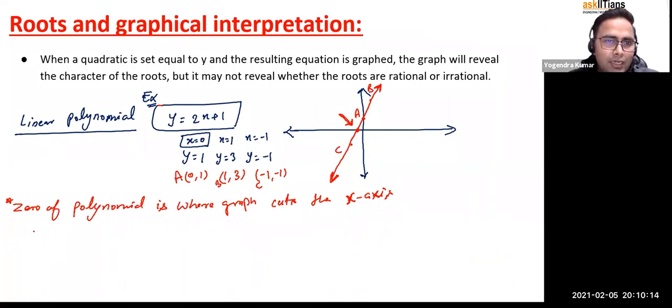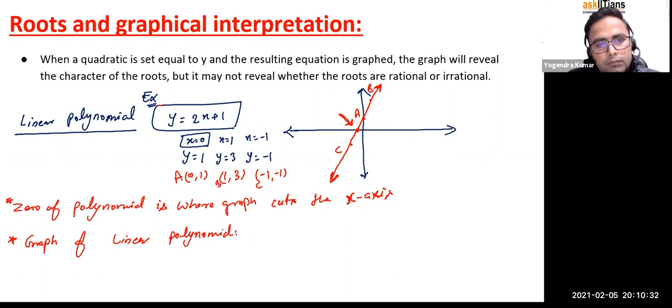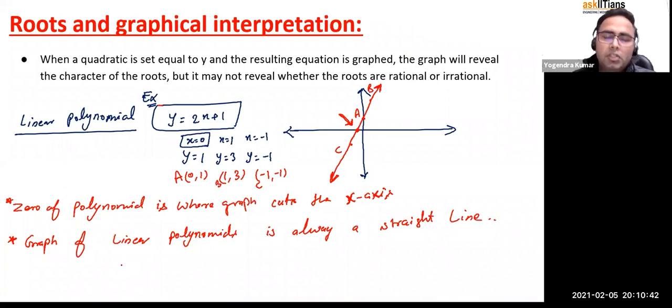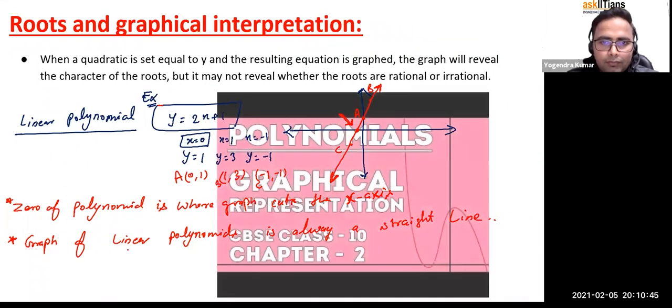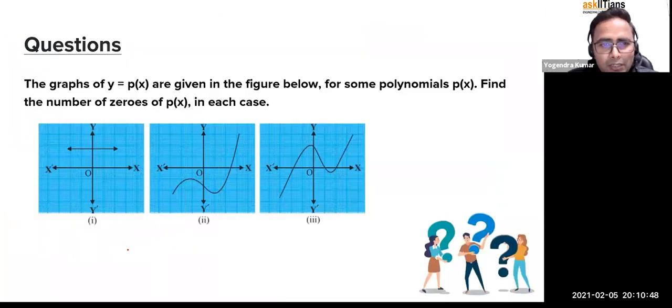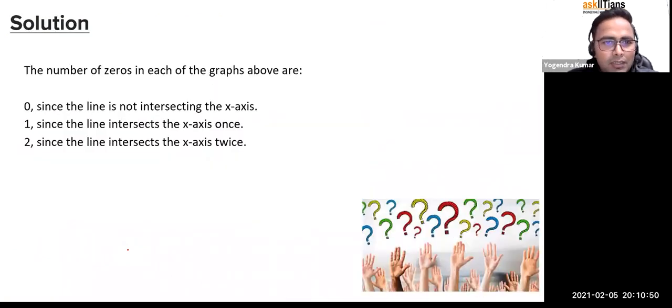Now let's come to it directly. So you can remember the graph of a linear polynomial is always a straight line. Let's note down this point also: graph of linear polynomials is always a straight line, right? This is what you need to remember. Now let's come to the graph of quadratic polynomials, right? That is what we need to understand.